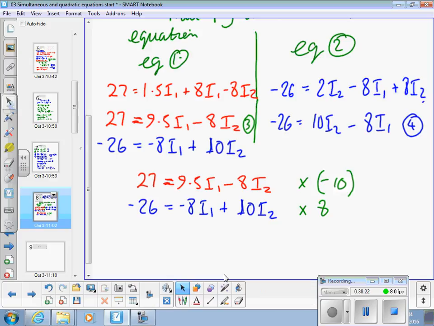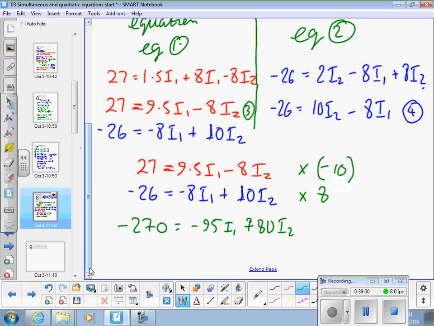So we end up with 27 times minus 10 is minus 270. 9.5 times minus 10 is minus 95 I1. And minus 8 times minus 10 is plus 80 I2. So that's got the coefficient of that I2, so positive 80. Then I'm going to multiply the bottom one by 8.